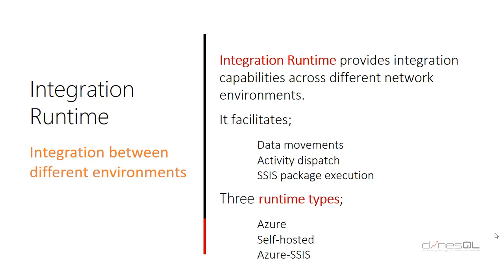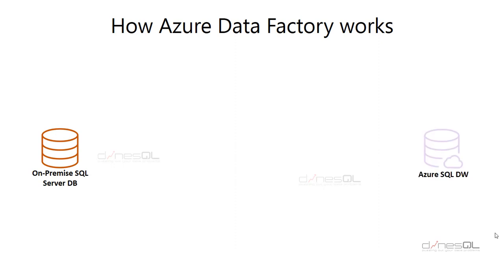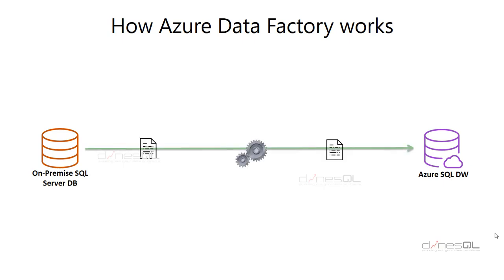Let's take an example and see how all of these discussed items are used in Azure Data Factory. Assume that you have a SQL Server on-premise database and you want to extract some data from this database, do some transformations, and then transfer this transformed data to Azure SQL Data Warehouse. So you'll be implementing something like this: extraction, transformations, and then again the extraction based on transformed data and pass into Azure SQL Data Warehouse.